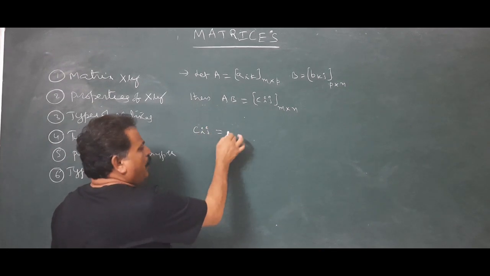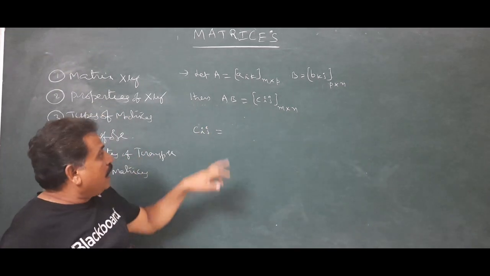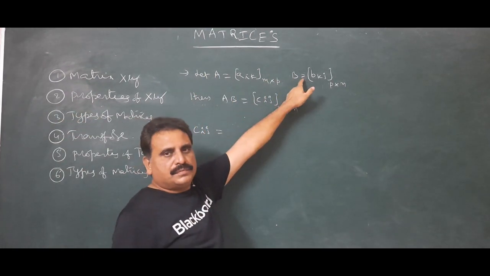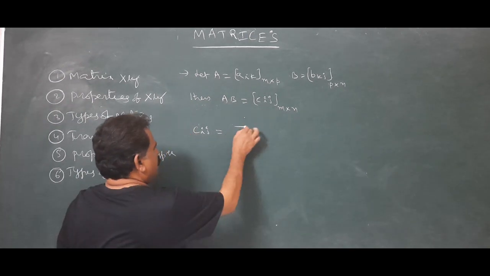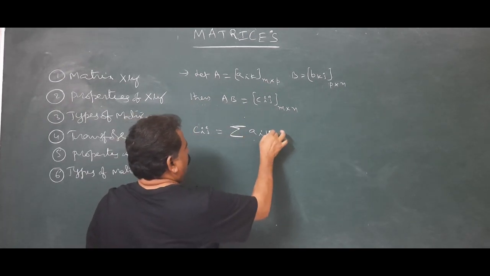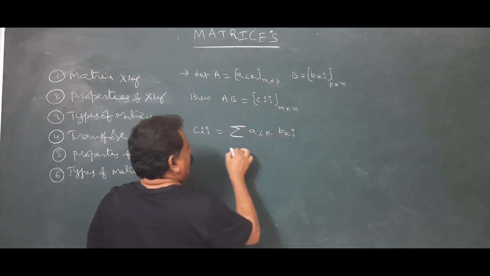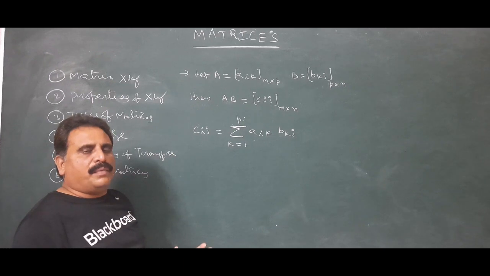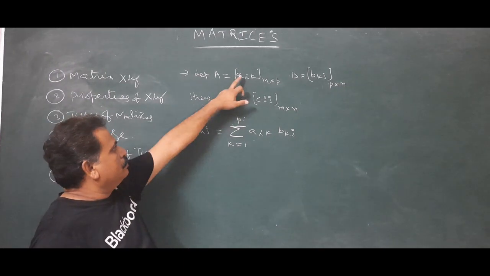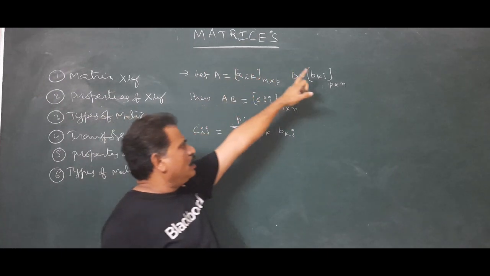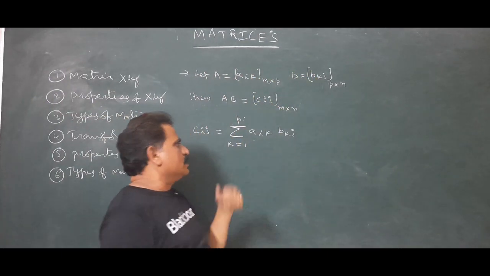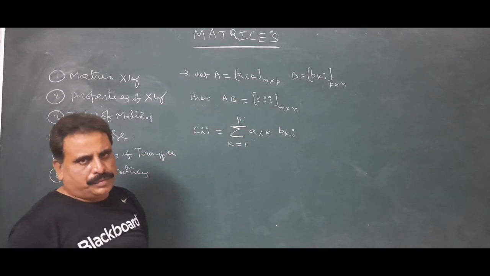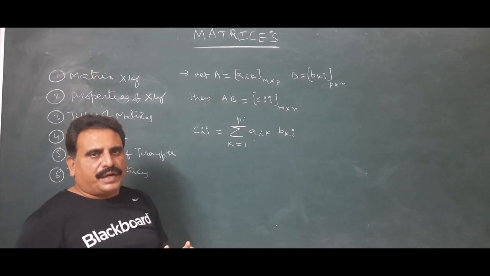Cij equals the sum of the products of the i-th row in A and the j-th column in B. That is nothing but sigma Aik Bkj, k equals 1 to P. The sum of the products of the elements of the i-th row in A and the j-th column in B is Cij. We get each and every element in that product. It is the product of two matrices.